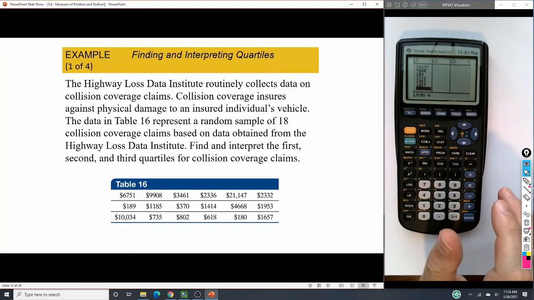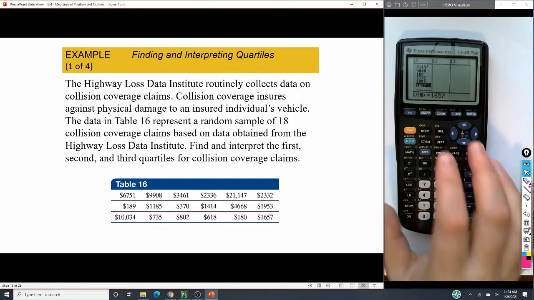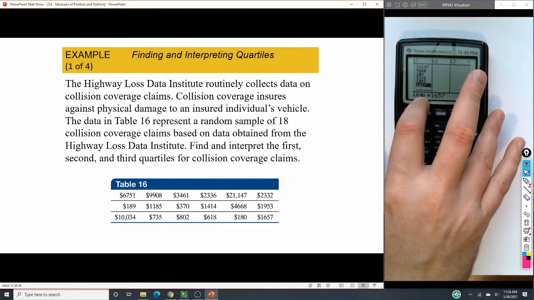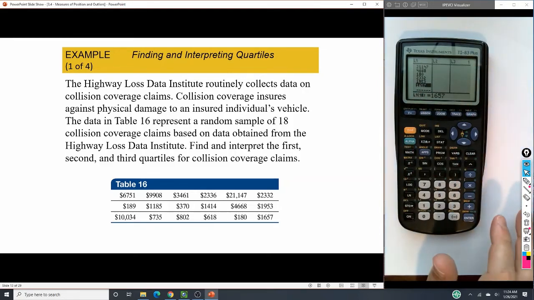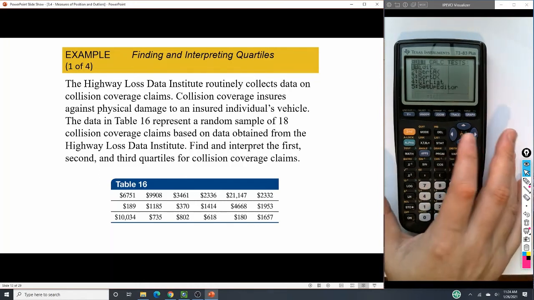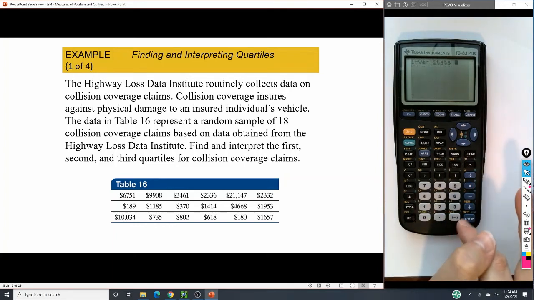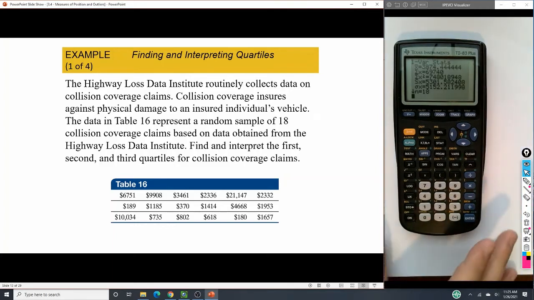Now we had 18, and so my last number was in the 18th spot. So that's good. We can see that there in that little parentheses, 18. So it lets me know how many I have on those. Okay. All right. So let's go back and do our stat over to calc. And again, number one is 1-Var Stats. Now this time we can just press enter for those.